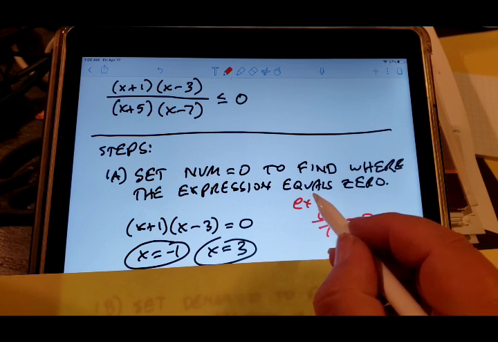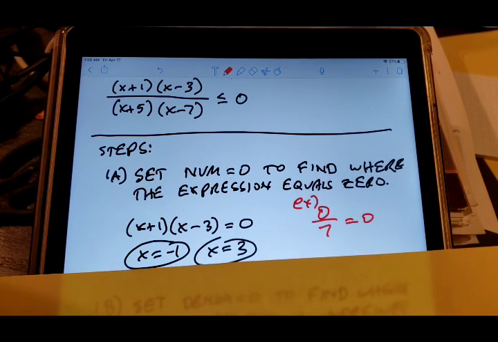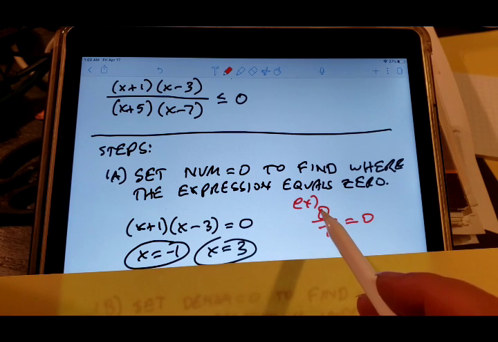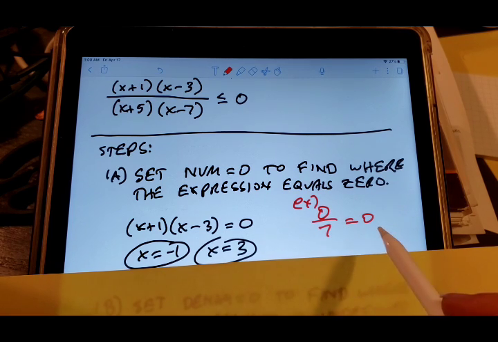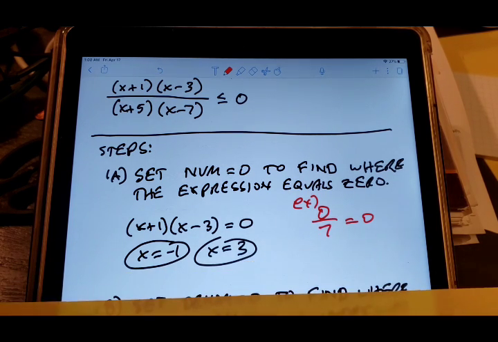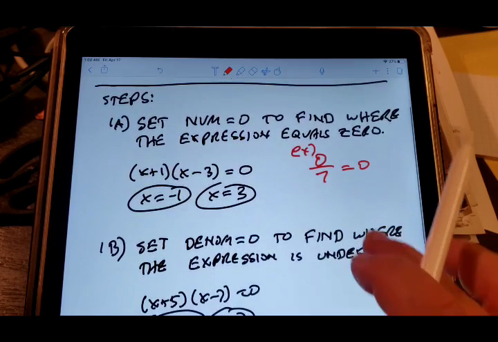So just kind of going with something you know. I just made up the 7. It's not important to the problem. Just saying, you know that 0 on the top of a fraction makes the answer 0. All right. We're going to talk about something similar in a moment.